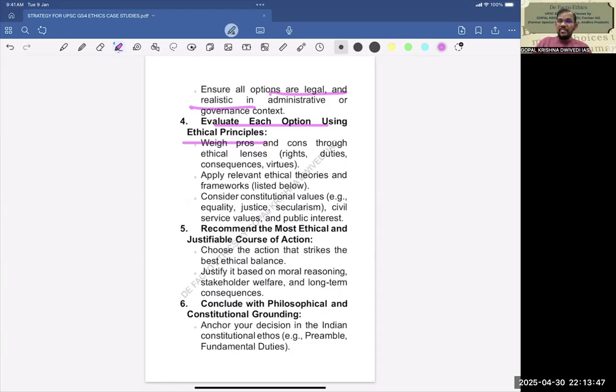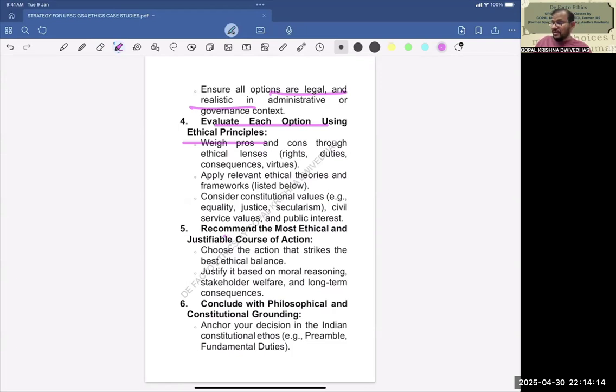For example, it can be virtue ethics of Aristotle, it can be deontology of Kant, or it can be utilitarianism of Mill or Bentham, or even the justice theory of Rawls. Even Gandhian ethics, or even from the Gita, or even Buddhism. All these things we should remember, and appropriately we should apply while evaluating each option. We should list out pros and cons of each option, and then accordingly we can decide.